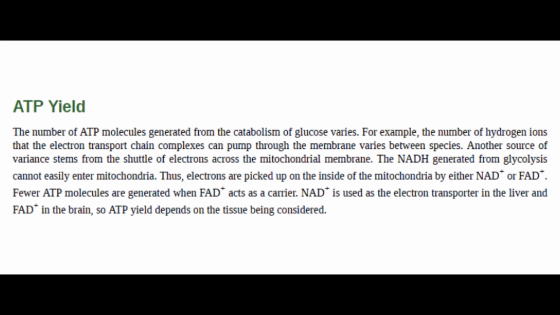The NADH generated from glycolysis cannot easily enter mitochondria. Thus, electrons are picked up on the inside of the mitochondria by either NAD+ or FAD+. Fewer ATP molecules are generated when FAD+ acts as a carrier. NAD+ is used as the electron transporter in the liver and FAD+ in the brain, so ATP yield depends on the tissue being considered.